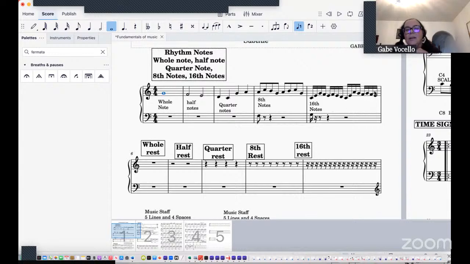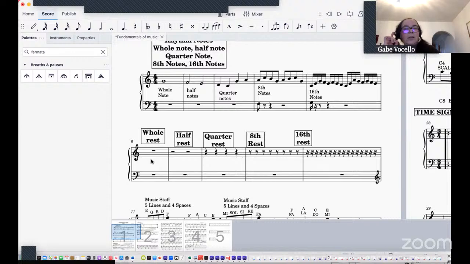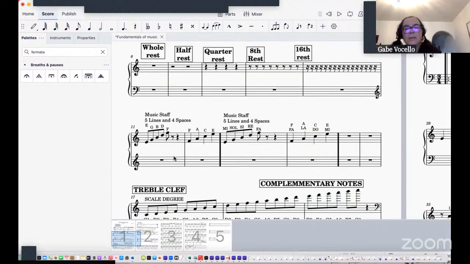Each note has its rest. The note is the sound, the rest is the silence. So how do you listen to the whole note's rest, the whole silence? You just don't play. Or let's find one example here.